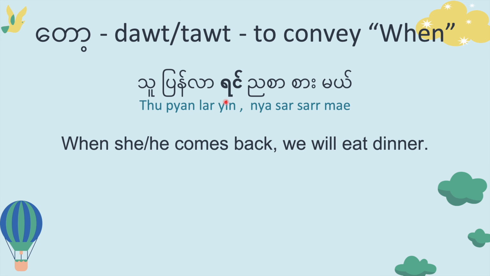So I'll start with the example sentence that we used in the video for yin. Tu pian la yin nya sa sa me. Tu pian la yin, tu, he or she, pian la de, comes back, yin, when he or she comes back. Me is the sentence ending for future tense. Nya sa sa me. Nya sa, dinner. We will eat dinner.